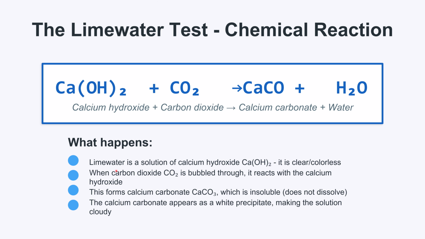The start: lime water is a solution of calcium hydroxide. It begins as a clear, colorless solution. When carbon dioxide is bubbled through, it reacts with the calcium hydroxide. This forms calcium carbonate, which is insoluble and does not dissolve. The calcium carbonate appears as a white precipitate, making the solution cloudy.